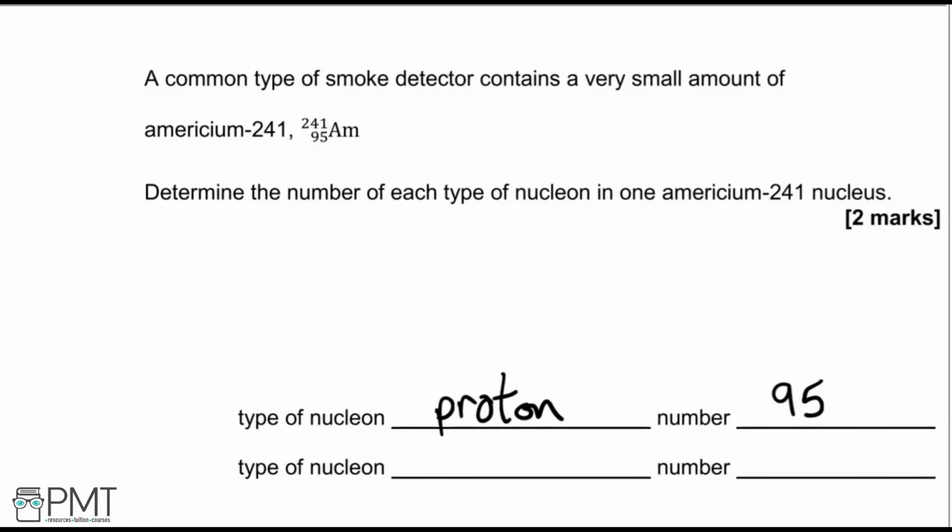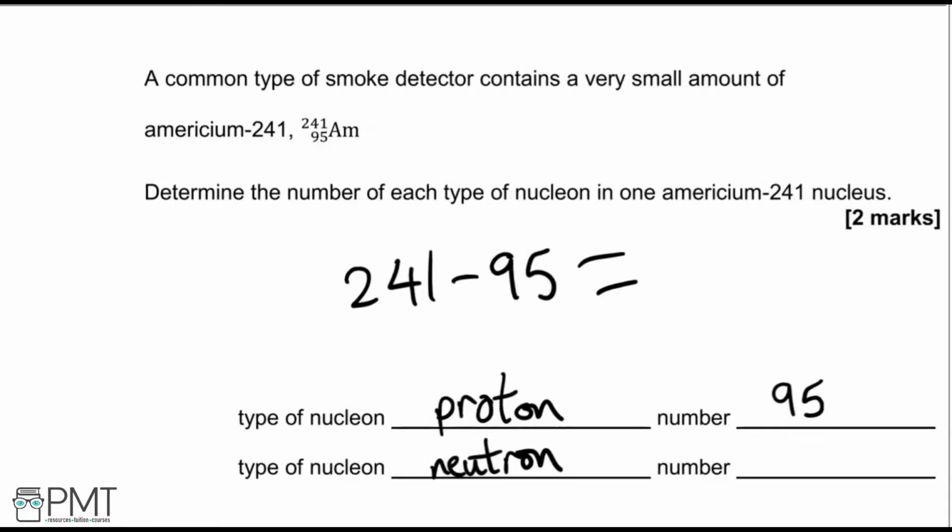Now, to get the second mark, we need to identify the number of neutrons, which is going to be this bigger number minus the number of protons. The bigger number represents the number of protons and neutrons. So if I just write that in there, 241 minus 95 is going to give us 146. So there are 146 neutrons in that nucleus, and those are your 2 marks there.